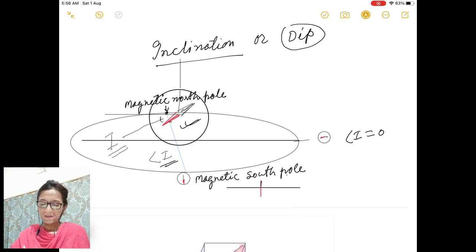Needle is pointing in this way. So the angle between the horizontal direction at this point and the direction of the magnetic dipole moment is called the angle of dip. At the magnetic south pole and magnetic north pole, the angle of dip is 90 degrees, and at the equator the compass needle, though it is free to move in the vertical plane, remains horizontal, and so the angle of dip becomes equal to 0.